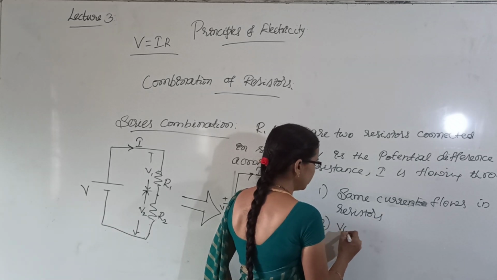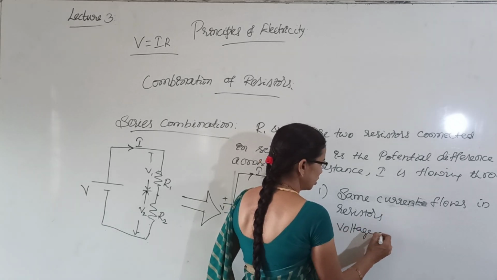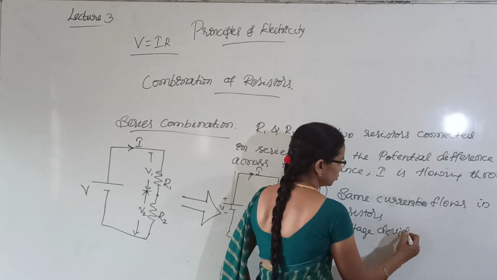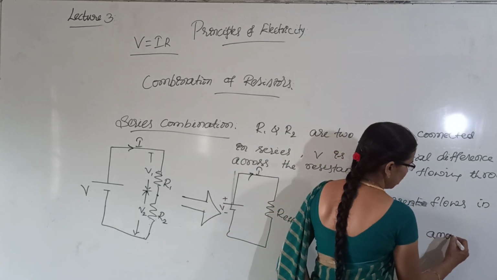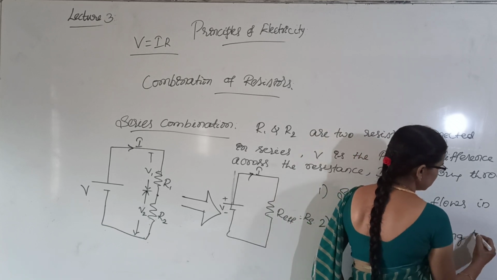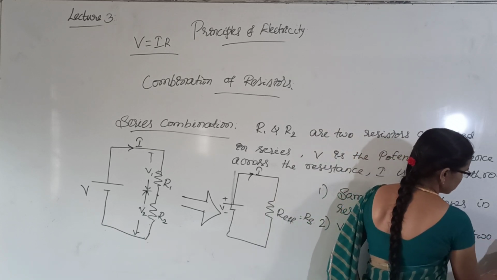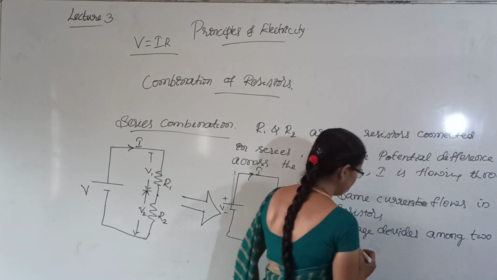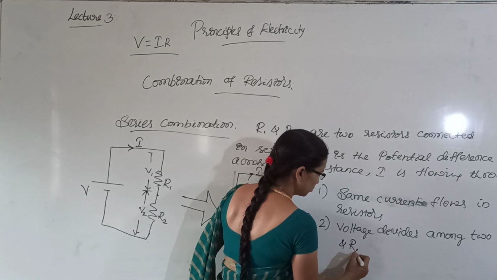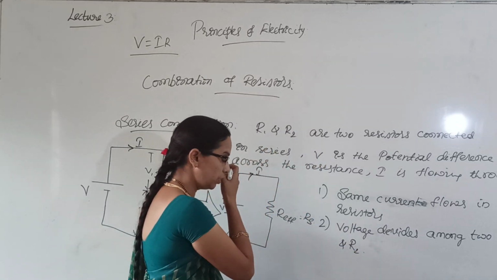whereas voltage divides across the two resistors R1 and R2, that is V1.